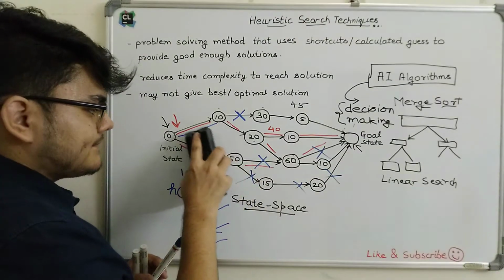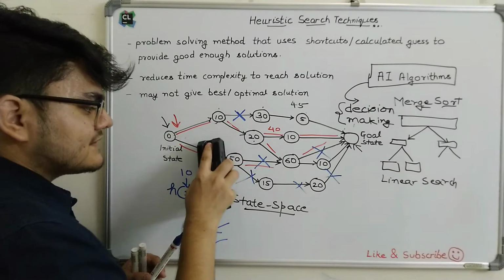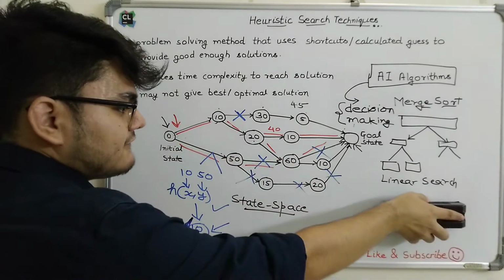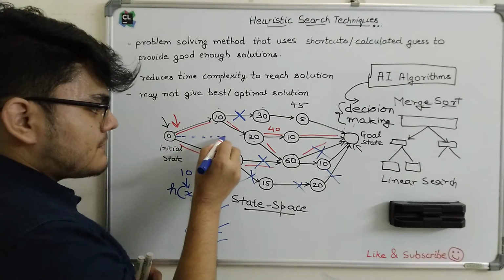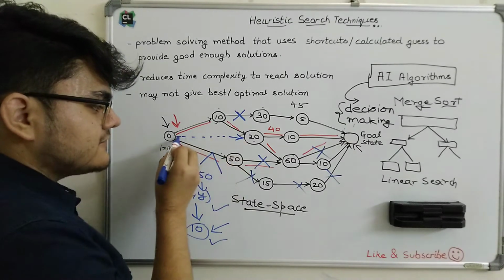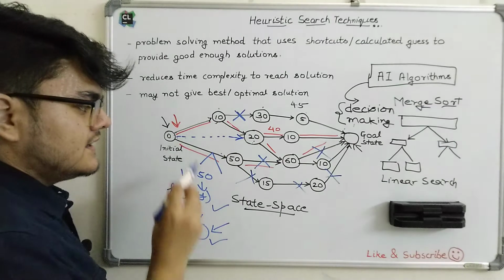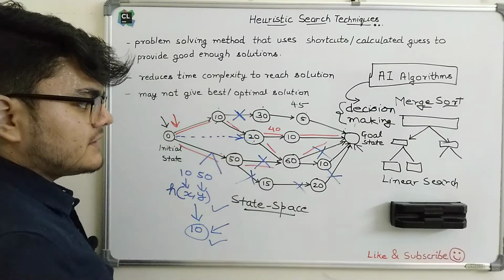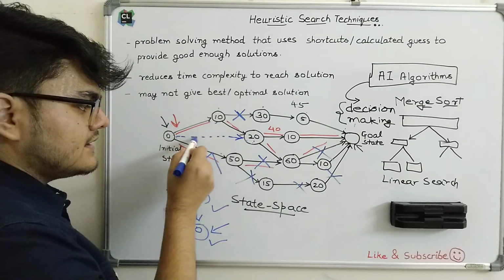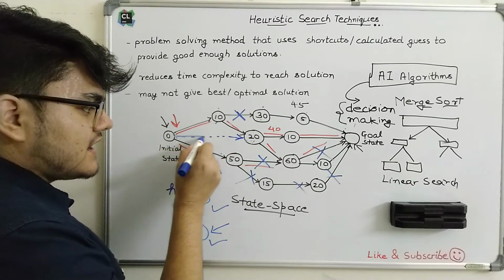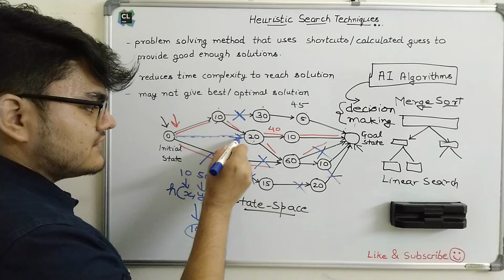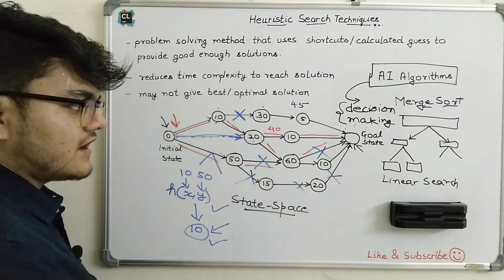Let's say now I'm going to make some changes in this graph. I will make only one change. Let's say there is a path from this state to this state. It will take 20 seconds to go from this state to this state, right? So let's say I have made this change in this graph.